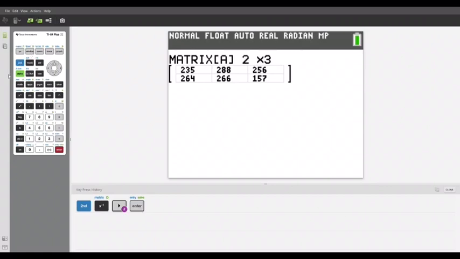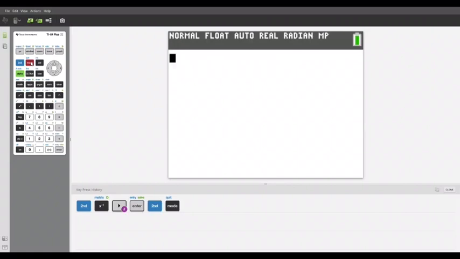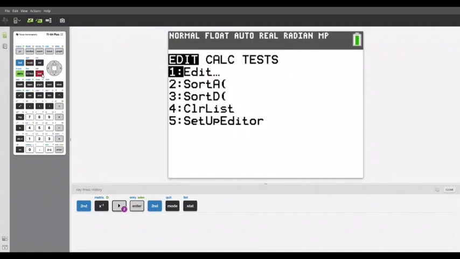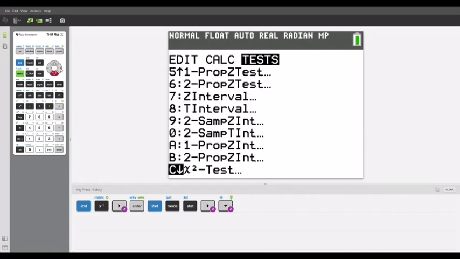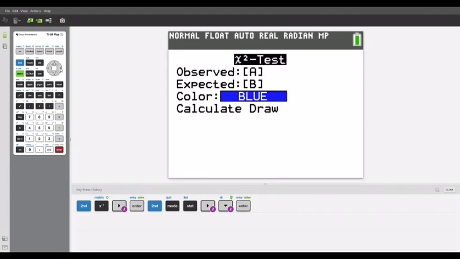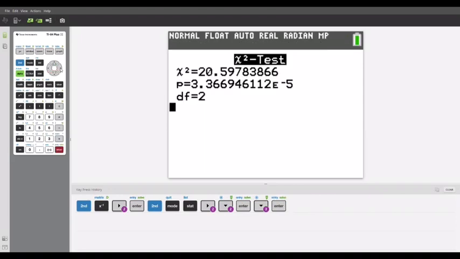Next thing is we need to exit this mode, so hit second mode, which is quit, and then go stat, and we have to do our chi-squared test, so go over to test, go down to chi-squared test, select enter. Your observed counts are in matrix A. I want my expected counts to go into matrix B. And go down to calculate and select enter. When you do this, again, matrix B is where those expected counts would go.